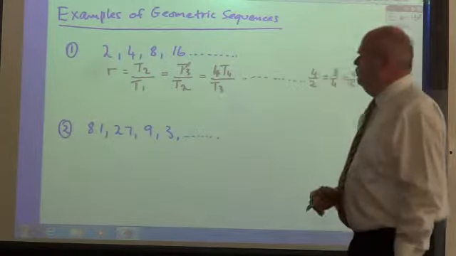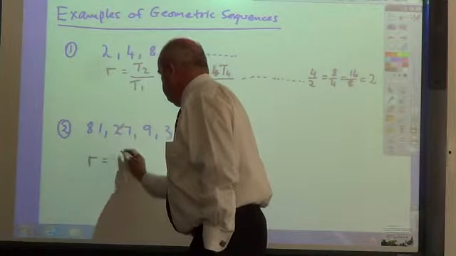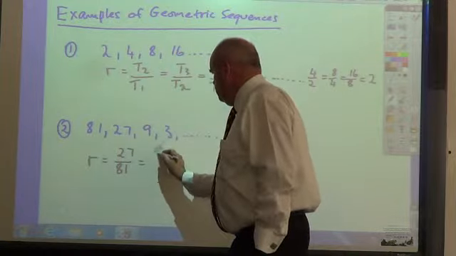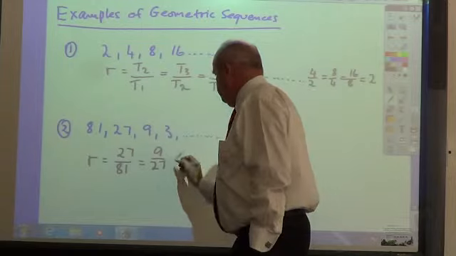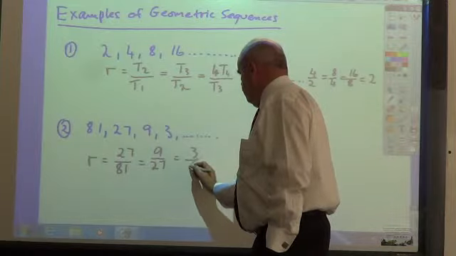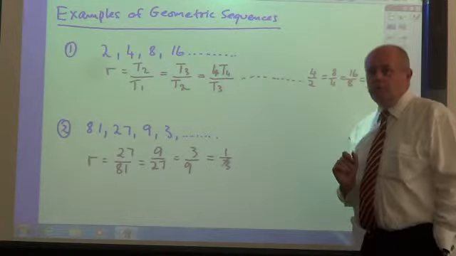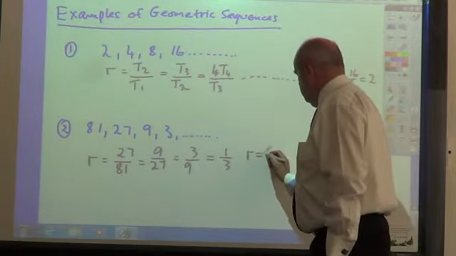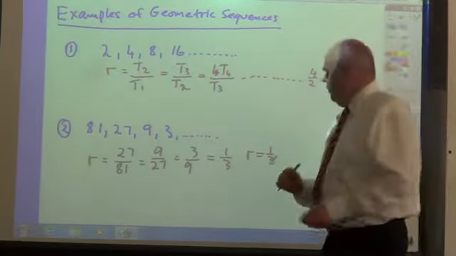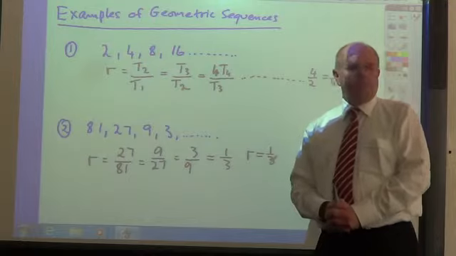And we're going to find that that relationship holds here, so that R equals, well, the second term divided by the first term does in fact equal the third term divided by the second term, which does equal the fourth term divided by the third term. In every case, they are equal to 1/3, so we say R equals 1/3. The common ratio is 1/3. It's going up, in inverted commas, very much in inverted commas, by a multiple of 1/3 every time. Does that make sense?